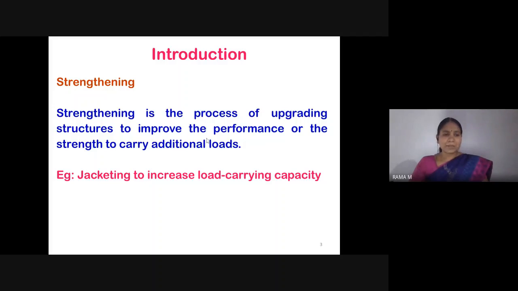One example of a strengthening technique is the jacketing technique. In this technique, additional reinforcement and concrete are added to the structures, which will increase the load carrying capacity of the structural elements.